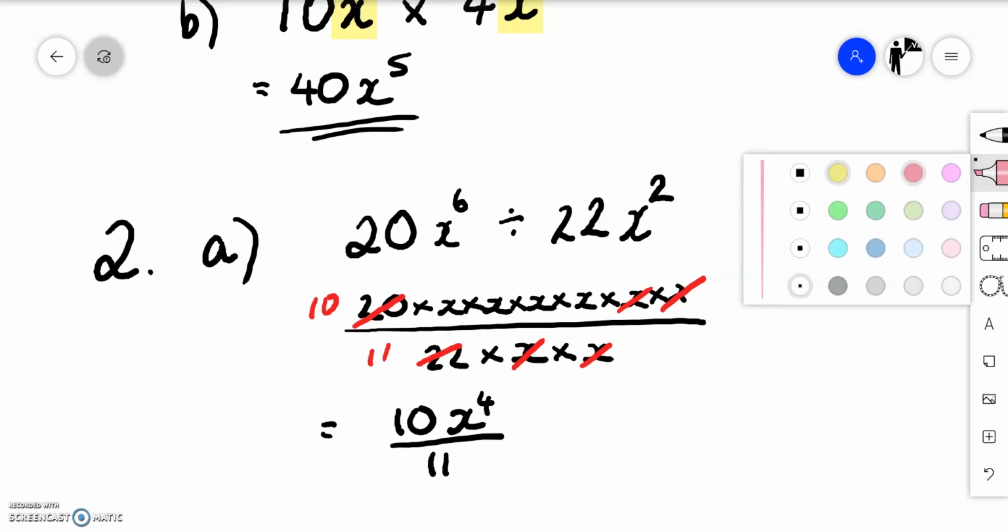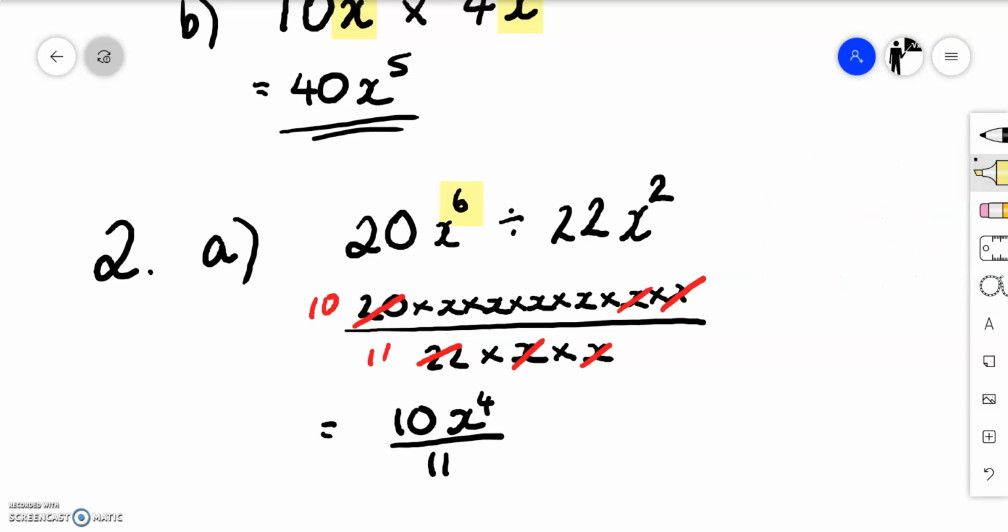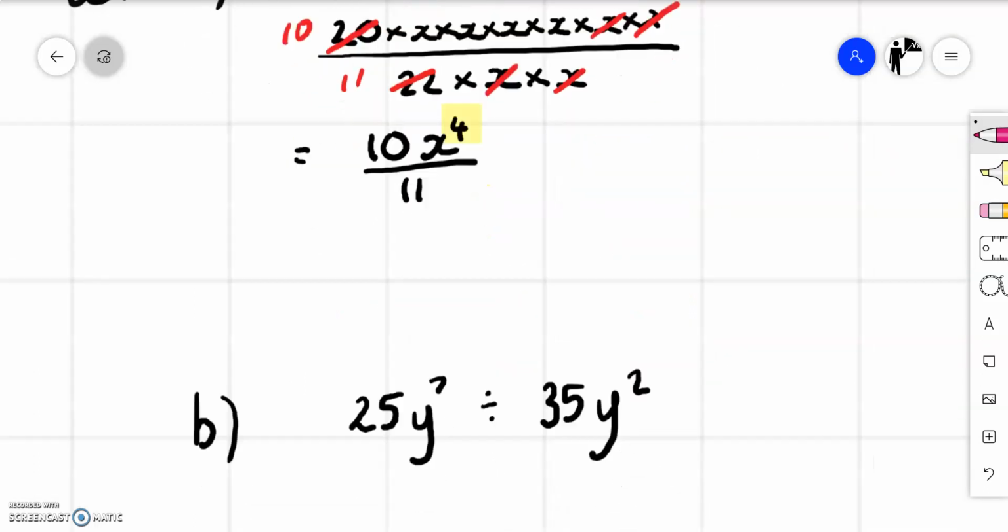So how does that tie in here? Well, hopefully you can see that in this case, when we were dividing, how did we get that power of 4? Well, we simply subtracted. A mistake people make is they would say maybe it's x cubed because they've done 6 divided by 2. But you need to remember that when we are dividing, when the base is the same, we can just subtract the powers as a shortcut.